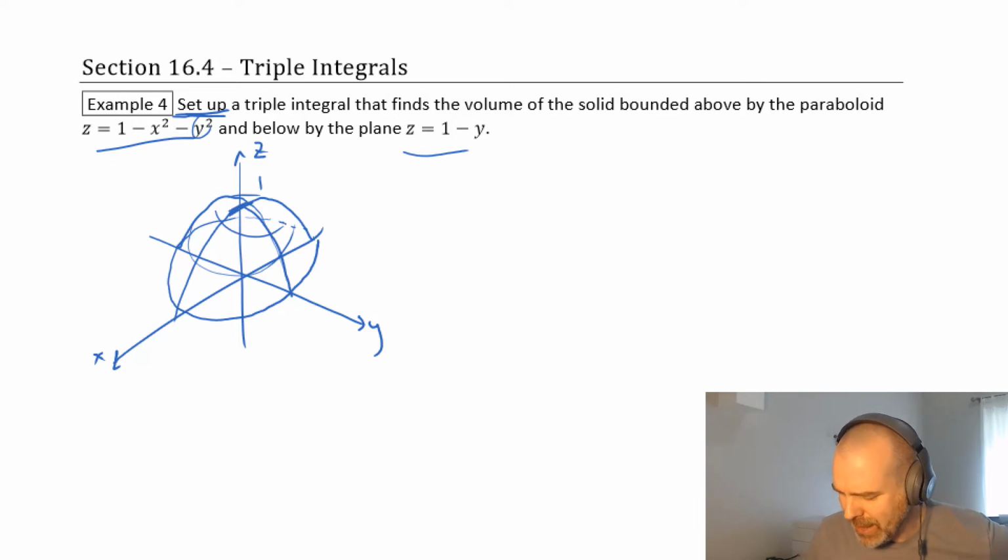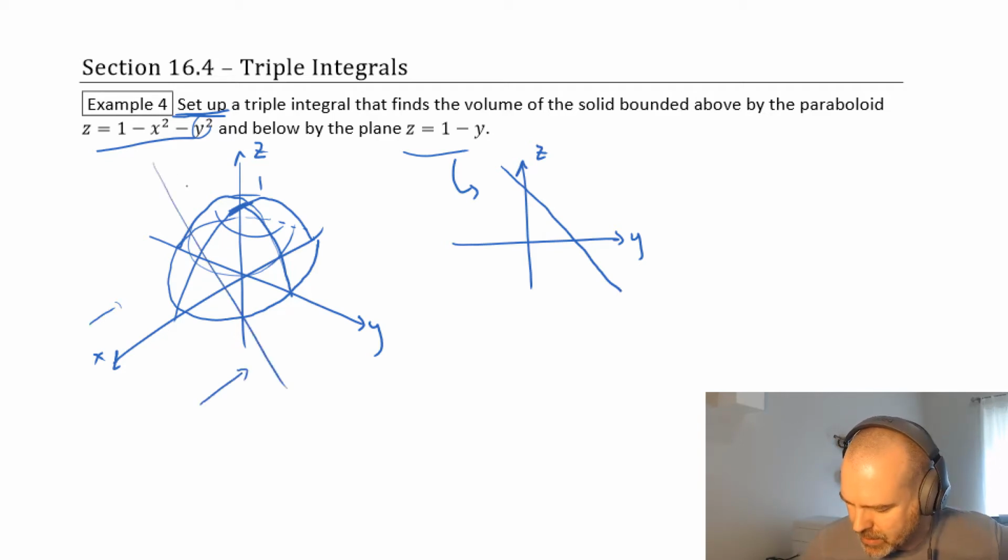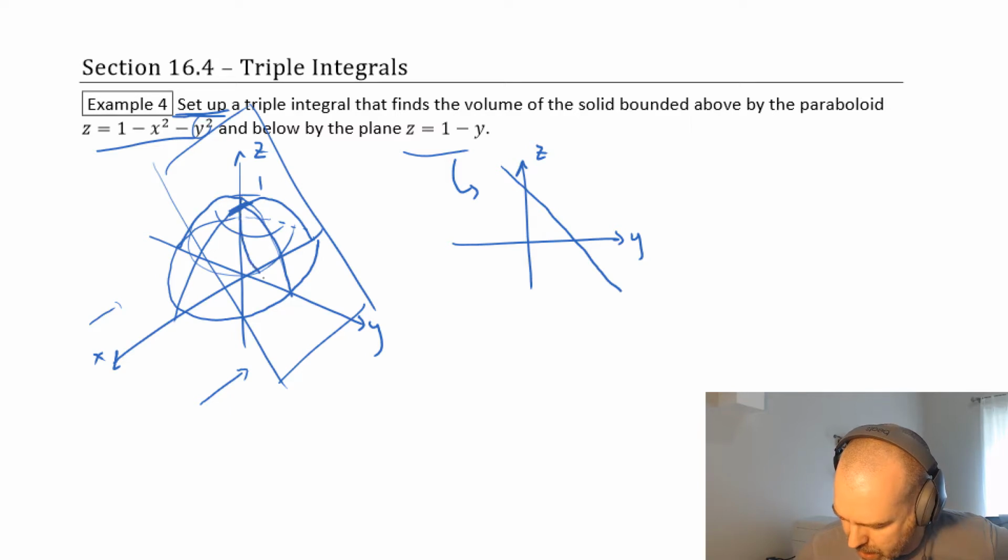And then what we have is the plane z equals 1 minus y. So let's take a look at what that would look like. If we have z as a function of y, 1 minus y would be this, but that's looking at it from the side, so that's kind of looking at it along the x-axis. So that's a plane cutting through here and crossing at 1. Let's do a different color. It's going to cut out a little bit of this here.